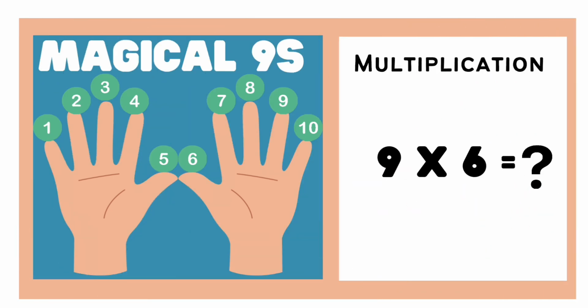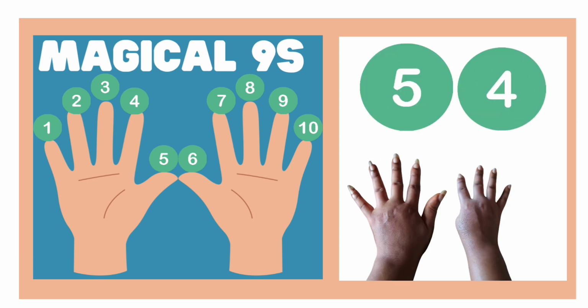9 times 6. Now let's hide our sixth finger. How many fingers do we have before 6? We have 5. How many fingers do we have after 6? We have 4. 9 times 6 is 54.